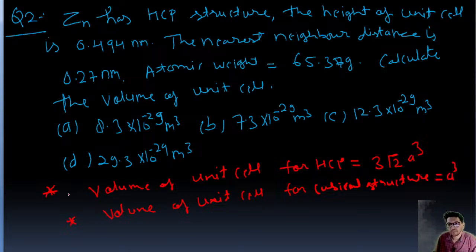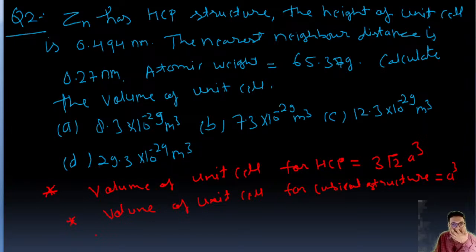So these two formulas are important. This you already know. This you need to note down. The volume of unit cell for HCP, the hexagonal close packed structure, is 3 root 2 a cube. Now if you know this formula, you can easily solve this question.